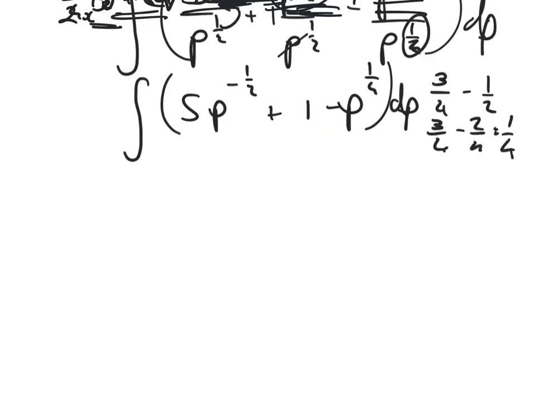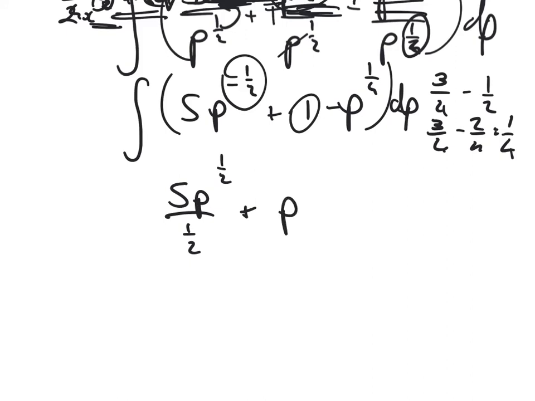Okay, so add 1 to the power, divide by the new power. 5p to the positive 1/2, since minus a half plus 1 is minus half plus 2 halves, which is 1/2, divided by 1/2. A constant becomes a constant p in this occasion, if I'm integrating with respect to p. And p to the 1/4, add 1 to the power, so 1/4 plus 1 is 1/4 plus 4/4, which is 5/4, divided by 5/4 plus c.